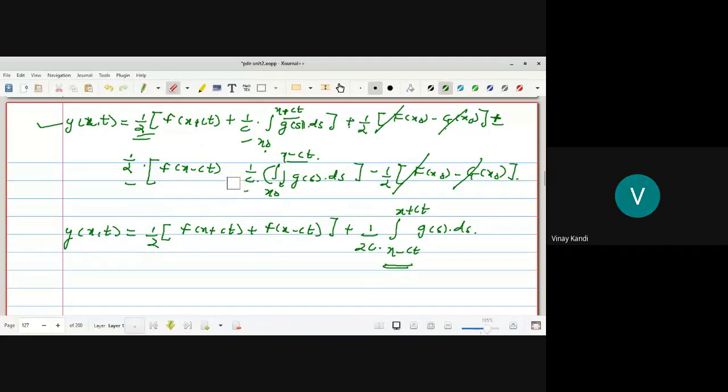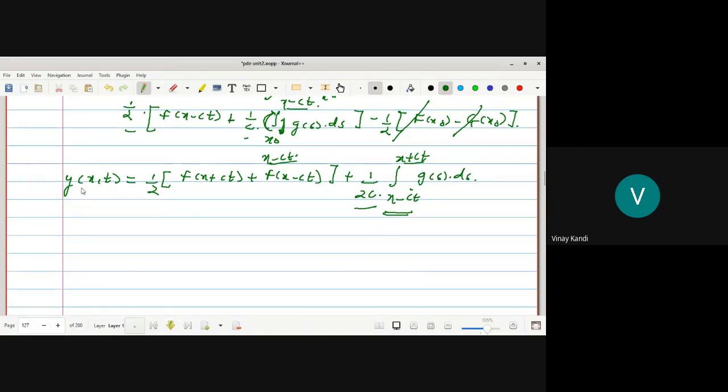Okay, see carefully. Here it was minus, I made it plus, and I took this limit up and this limit down. Then what will be the limit here? x minus ct to x naught, the new limit, and this x naught to x plus ct, so the total limit is x minus ct to x plus ct. Okay, and this 1/2c common, and g of s ds. Okay, so this is our solution of this one-dimensional wave equation which satisfies the initial condition also. Where small f belongs to C2, that is the set of all continuous functions with two time differentiable, and G belongs to C1, the set of all continuous functions which are one time differentiable.